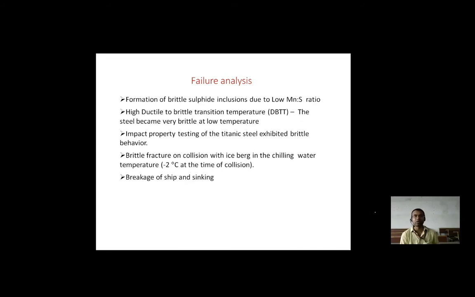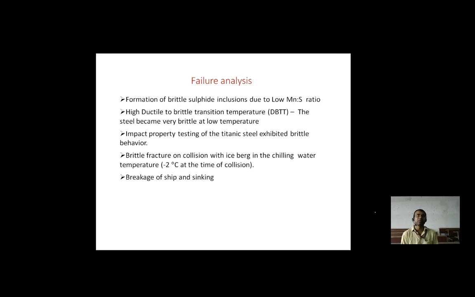The formation, as we talked about, of brittle sulfide inclusions due to the low magnesium sulfur ratio, gave a high ductile to brittle transition temperature. The steel became very brittle at a low temperature, and that brittleness led to the failure. The impact property testing of the Titanic steel exhibited brittle behavior. So that is why the Titanic sank: the brittle fracture on collision with the iceberg, in chilling water at -2 degrees at the time of collision.